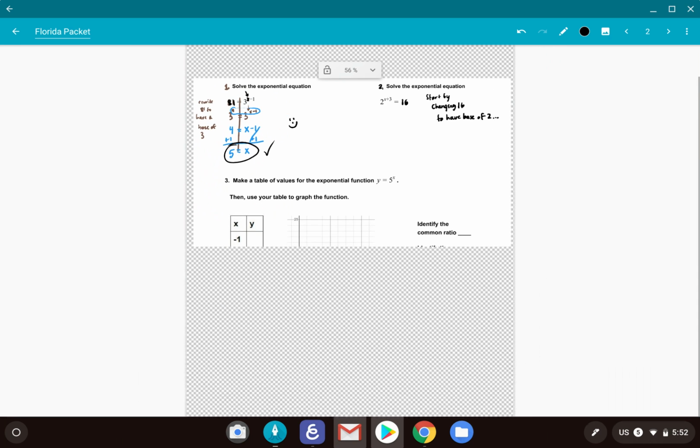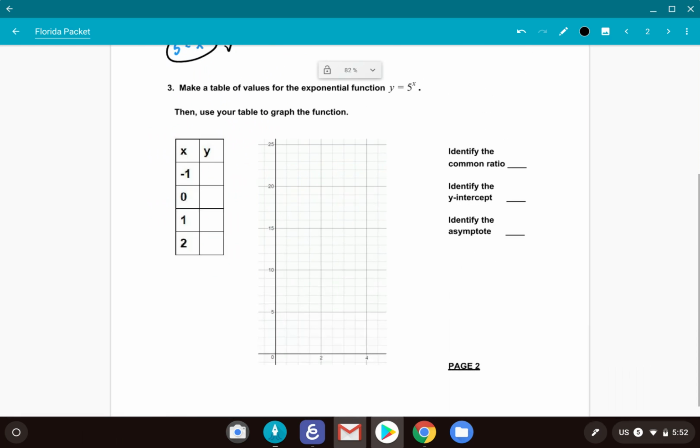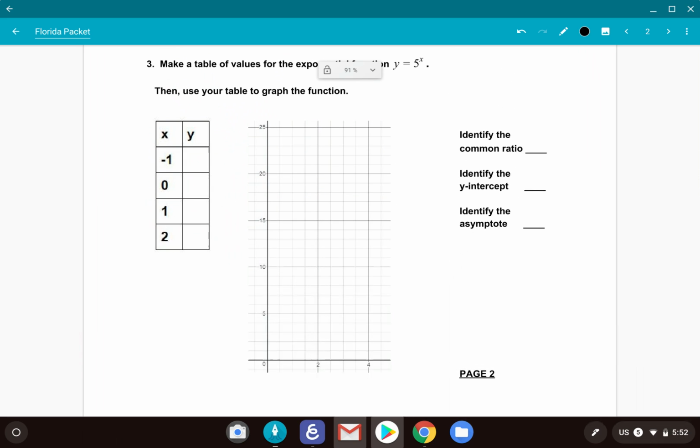All right, and then let's spend some time together on number 3 here. We're going to make a table of values for the exponential function y equals 5 to the x power. So let's go ahead and do that. We can substitute in a -1 for x. That would be 5 to the -1 power. So all I'm doing is substituting these x values for my exponent. So 5 to the -1 power is going to be equal to 1/5.